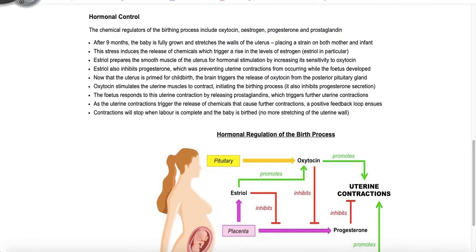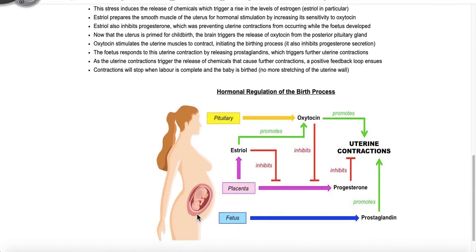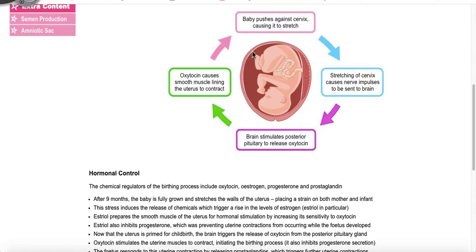After 9 months, we said that the baby is fully grown. The baby is applying pressure to the cervix of the mother, and this stress is going to cause the muscles here to send nerve signals to the brain, and the posterior pituitary is going to release oxytocin. Now, oxytocin is going to promote uterine contractions. As the uterus contracts, I guess we need to go back here and see. So all of this surrounding part is the uterus. As the uterus contracts and the baby pushes down, what happens here is that the cervix dilates.